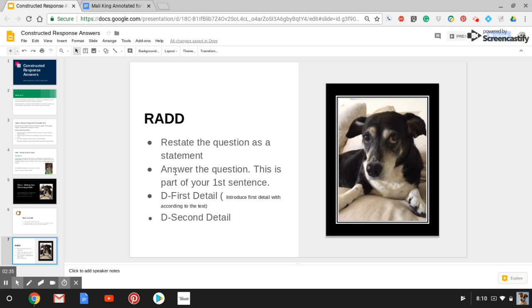Then you want to answer the CRA question. The answer is part of your first sentence, and you usually have the word "because" there, depending on the type of question. The next thing is your first detail. And to let the reader know that you are using text evidence, you want to introduce the first detail with the words "according to the text." Then finally, your second text detail.